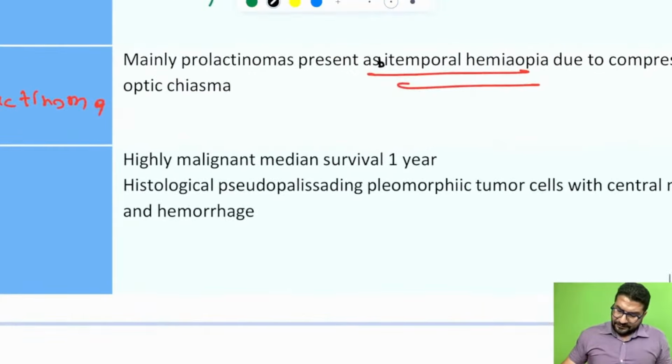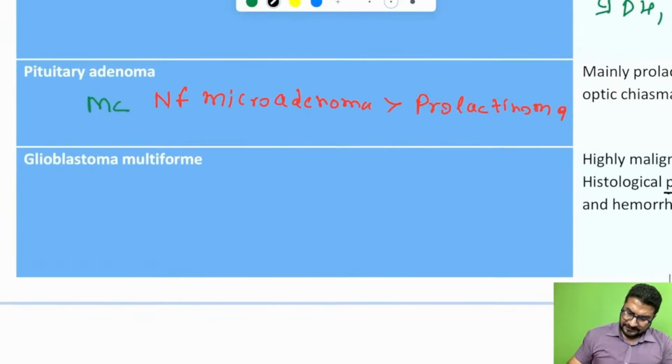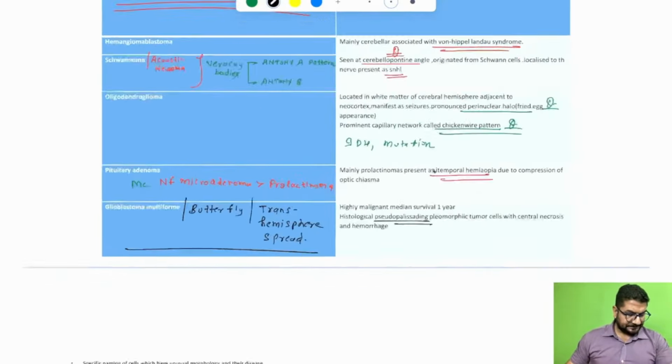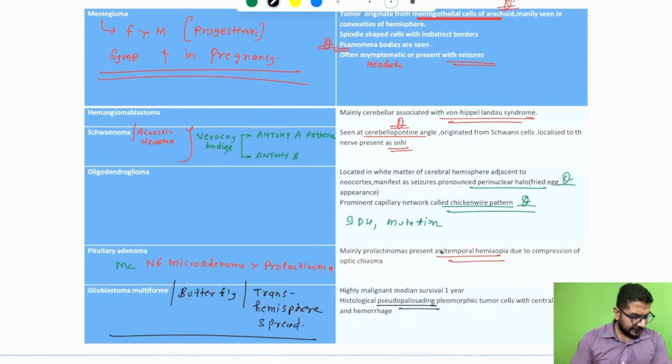Glioblastoma multiforme, I told you pseudopalisading necrosis, and sometimes you will see glomeruloid body. This is also called butterfly tumor because the tumor will have trans-hemisphere spread, एक हेमिस्फीयर से दूसरे हेमिस्फीयर में जाएगा. Tumor will spread from one hemisphere to another hemisphere. So this is the short summary of all the brain tumors. Simple. Done? Am I clear? आगे चलें. Any doubt guys? आगे चलो.